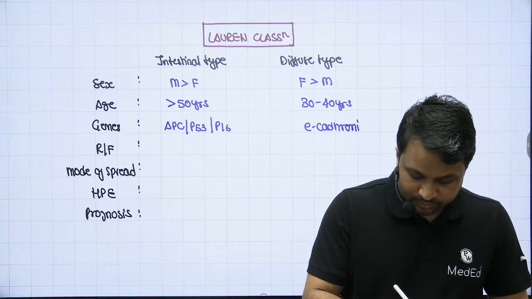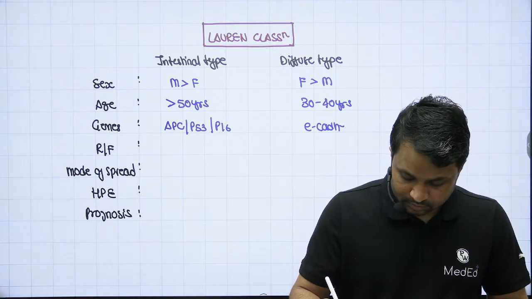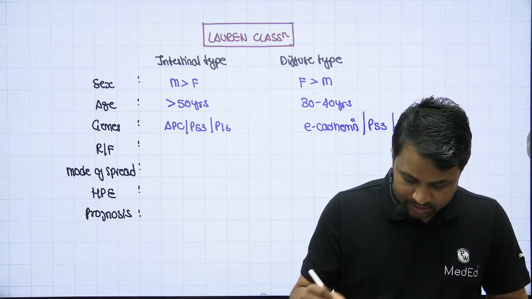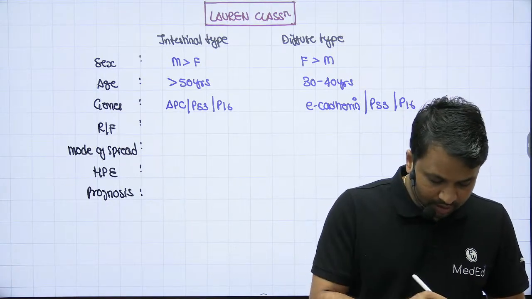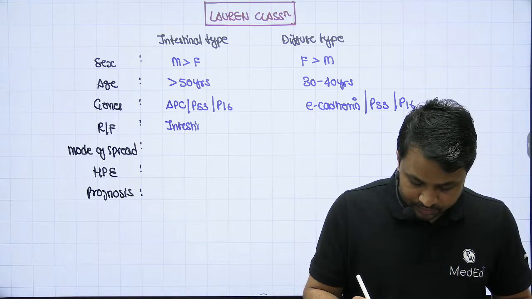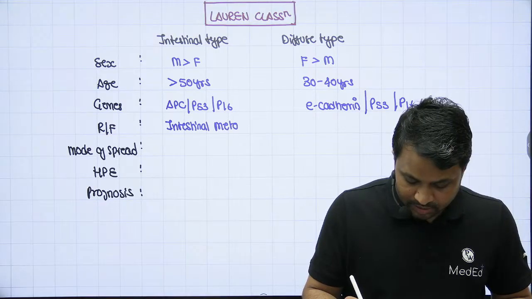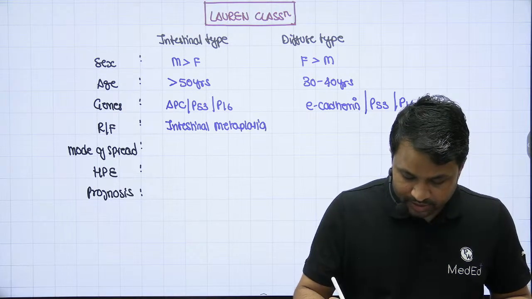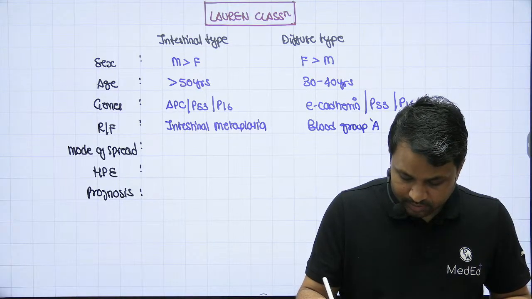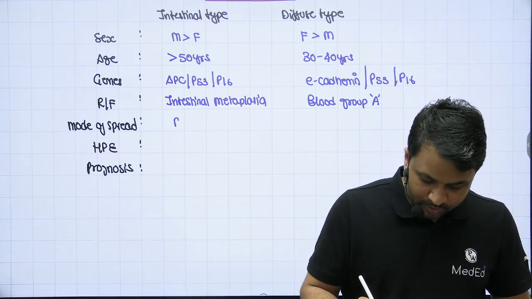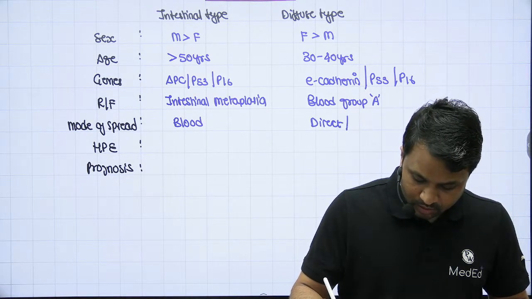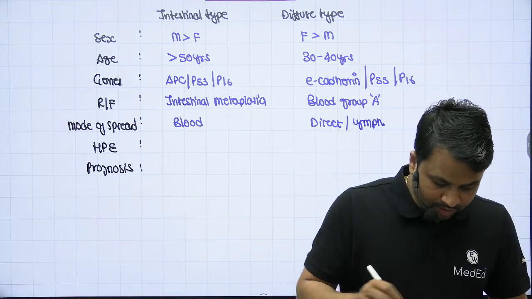Along with E-cadherin, there is P53 and P16 mutation. Is there any specific risk factor? Here it is associated with intestinal metaplasia, and the diffuse variety is associated with blood group A. The mode of spread here is going to be hematogenous, that is blood, whereas here it is usually associated with direct or lymphatic spread.